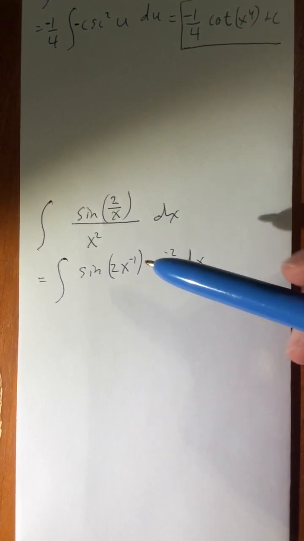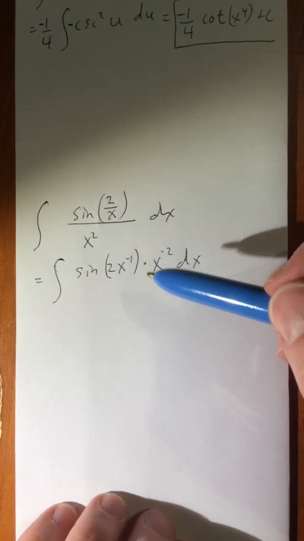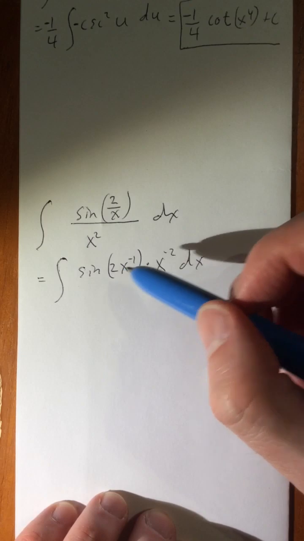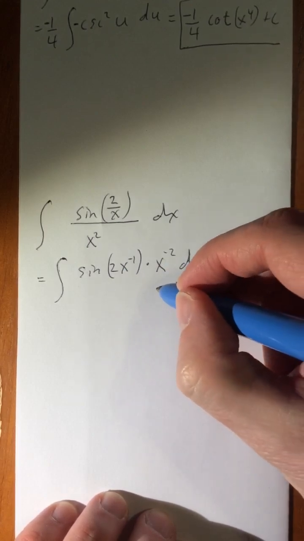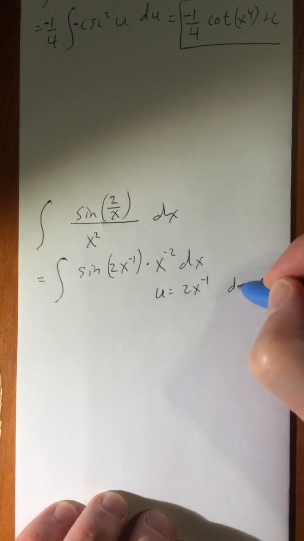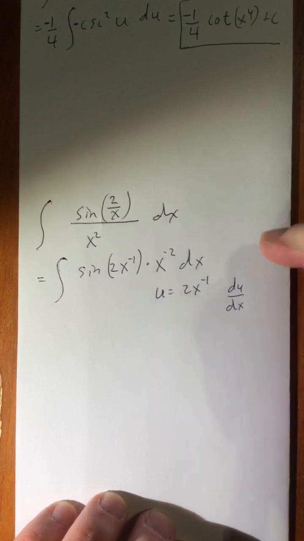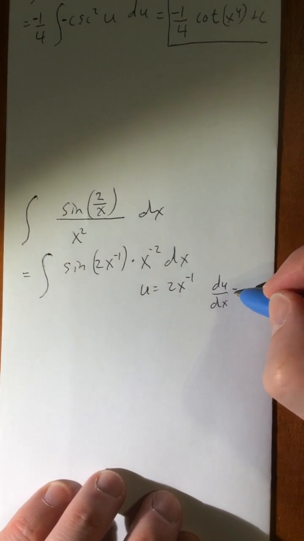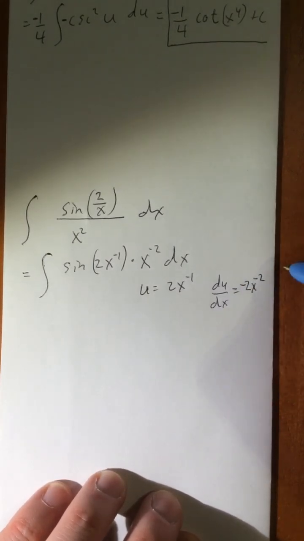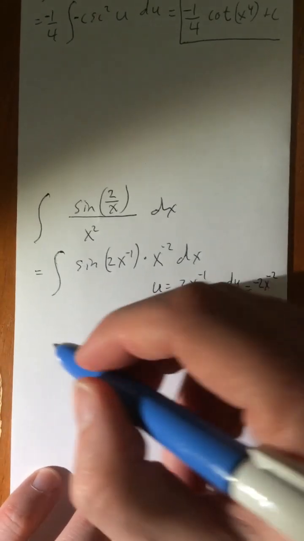So I'm going to still use u-substitution here, only instead of calling u 2 over x, I'm going to call u 2x to the negative 1. So u equals 2x to the negative 1. So obviously du/dx, as we just discussed, is equal to negative 2x to the negative 2. And dx is going to be du over that.